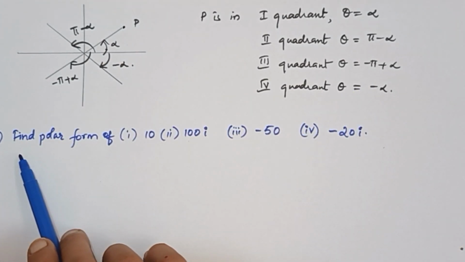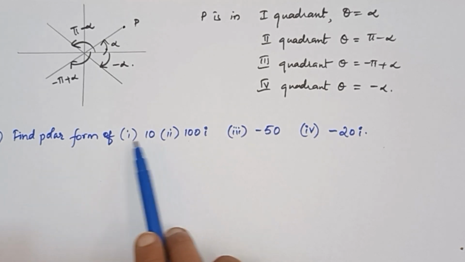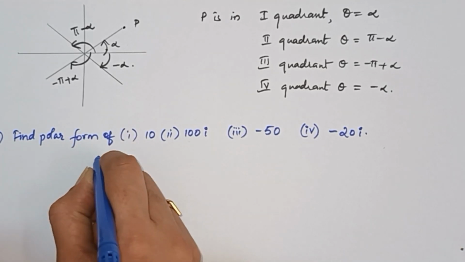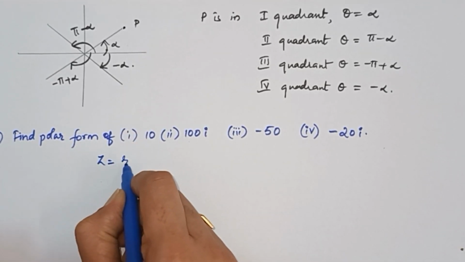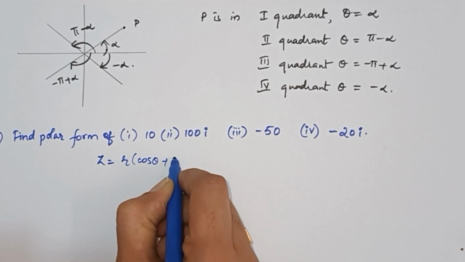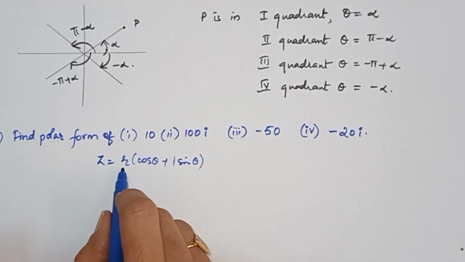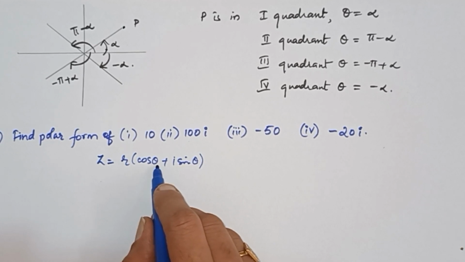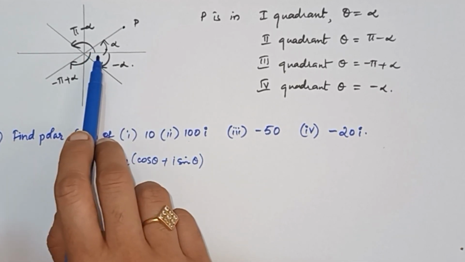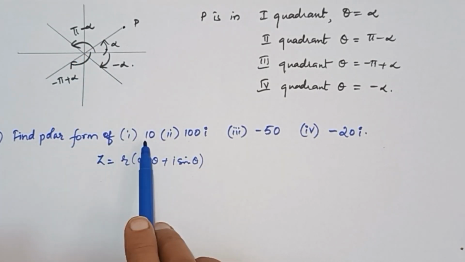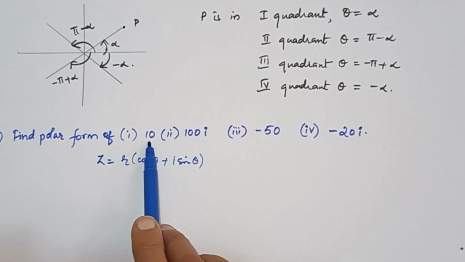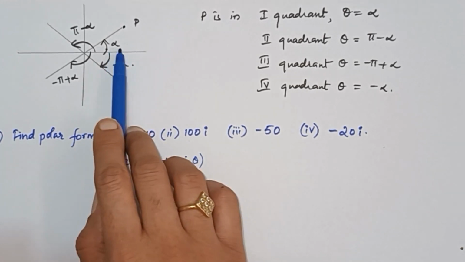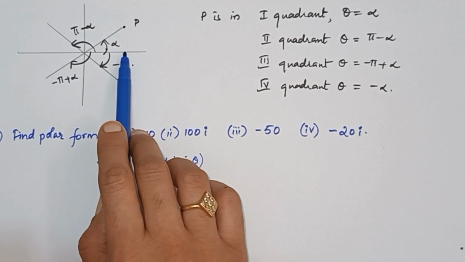Let us find the polar form of some complex numbers. Find the polar form of 10. The polar form of any complex number is given by z equal to r into cos theta plus i into sin theta. So I need r, the modulus of z, and I need theta, the principal argument. Here 10 is a purely real number, and the corresponding point associated with this complex number is (10, 0), because 10 plus i into 0. (10, 0) lies on the positive x-axis.